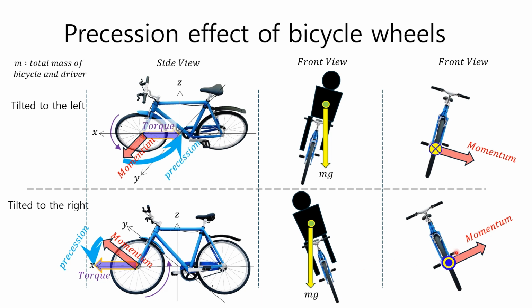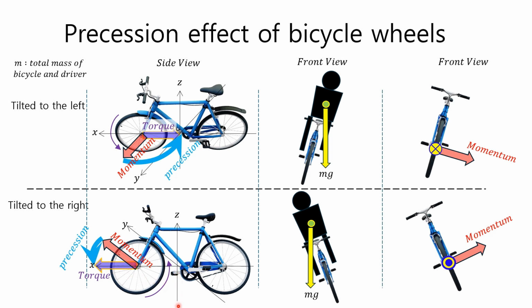Therefore, the torque axis is in the positive x-axis direction toward the front of the bike, as shown in the side view. Since the tip of the angular momentum arrow always tends to rotate toward the tip of the torque arrow, the direction of the precession motion of the bicycle wheel tends to rotate toward the torque axis pointing to the front of the bicycle. The rotation axis is in the negative z-axis direction.